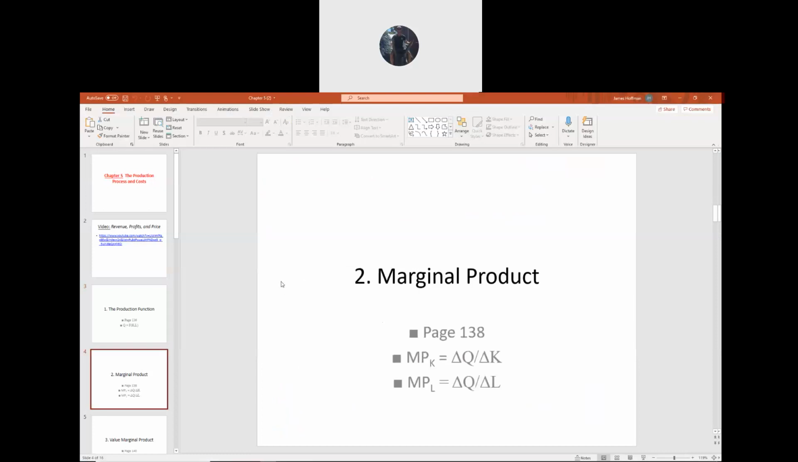Okay, so one thing we look at here is the marginal product. And the marginal product is the value added from adding one more of each of the different types of the production process, or each of the inputs, I guess you can call them.